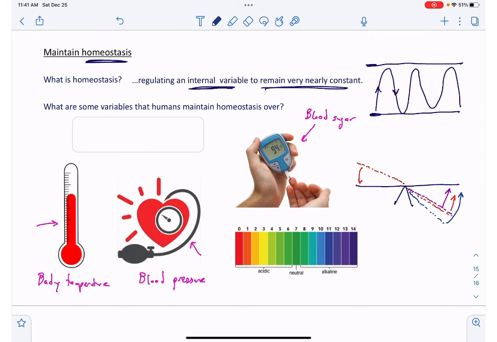What about if your blood sugar gets too high? When would your blood sugar get too high? Well, how about after a meal? So how's the body going to bring it down? Well, in this case, the pancreas is going to release insulin into the blood, and insulin allows the cells of the body to take glucose out of the blood and take it into the cell. So the cells are grabbing glucose from the blood and bringing it inside the cell, which lowers blood sugar.